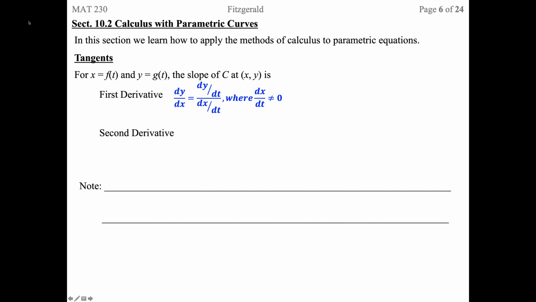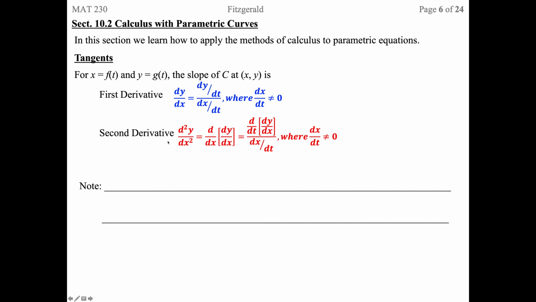To find this derivative dy over dx, we do dy over dt: look at the y equation and take the derivative with respect to t, over the derivative of the x equation with respect to t. We have to make sure that dx over dt is not equal to 0 because then we're undefined. The second derivative is a little bit different story.